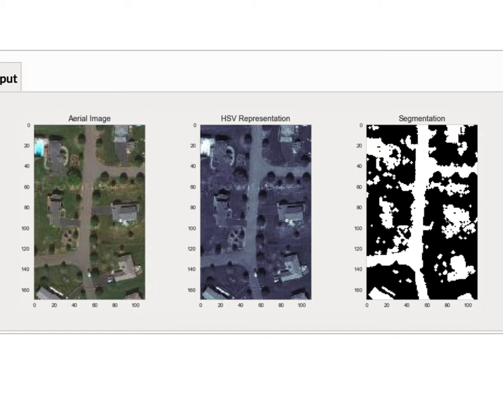We can even start to improve on this image. So what would you perform after the segmentation if you were trying to extract the roads?